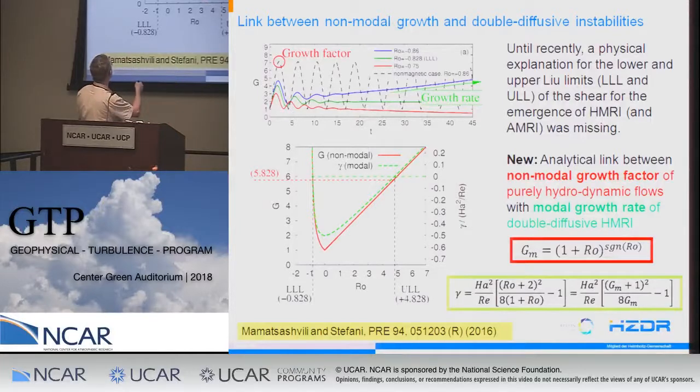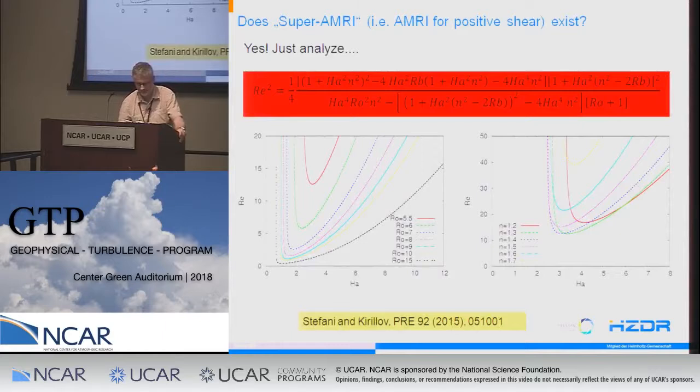And you see here in this plot on the right side, you see the growth factor of the purely hydro case. And on this side, you see the growth rate of the linear helical MRI. And you see that both are really, really extremely similar. And this might explain, I think, the existence, because the numbers are here exactly the same, of the upper Liu limit and the lower Liu limit. So we have a reasonable explanation for the fact that even very steep positive shears can be destabilized by dissipation-induced instabilities.